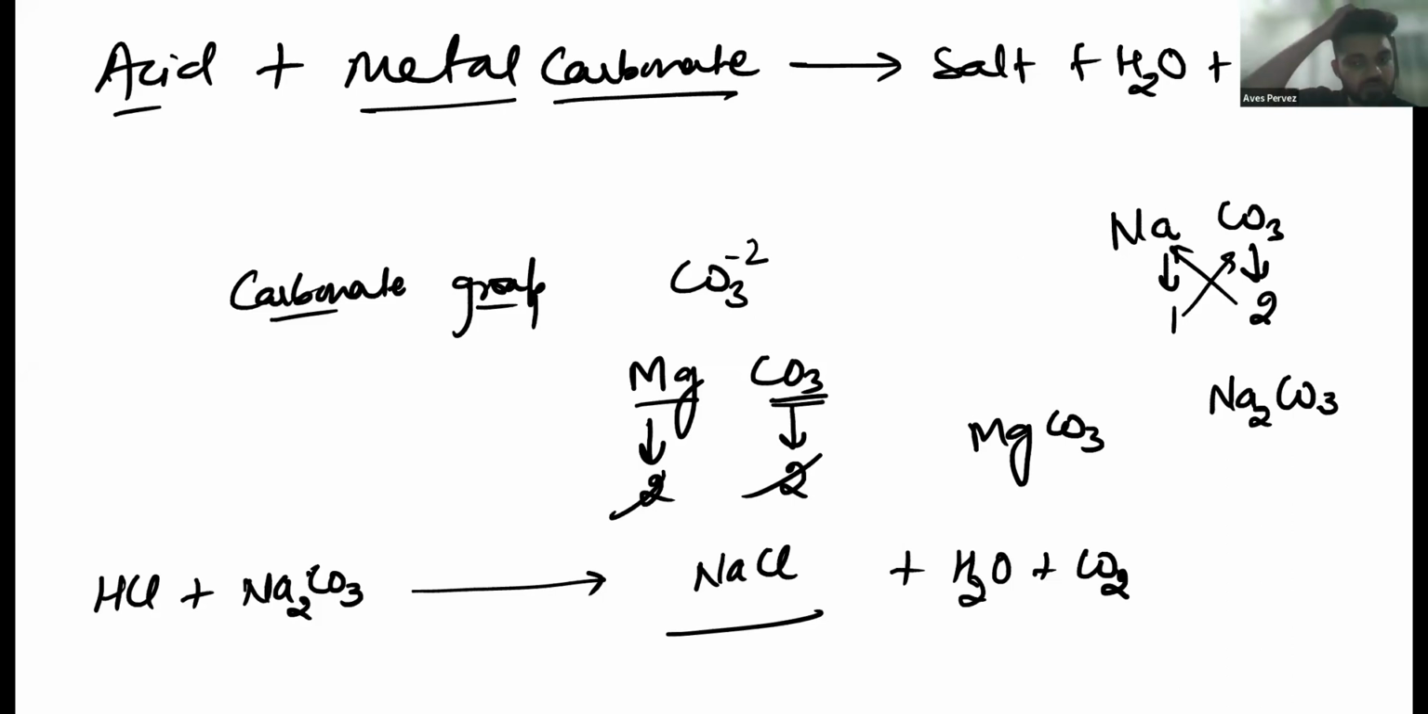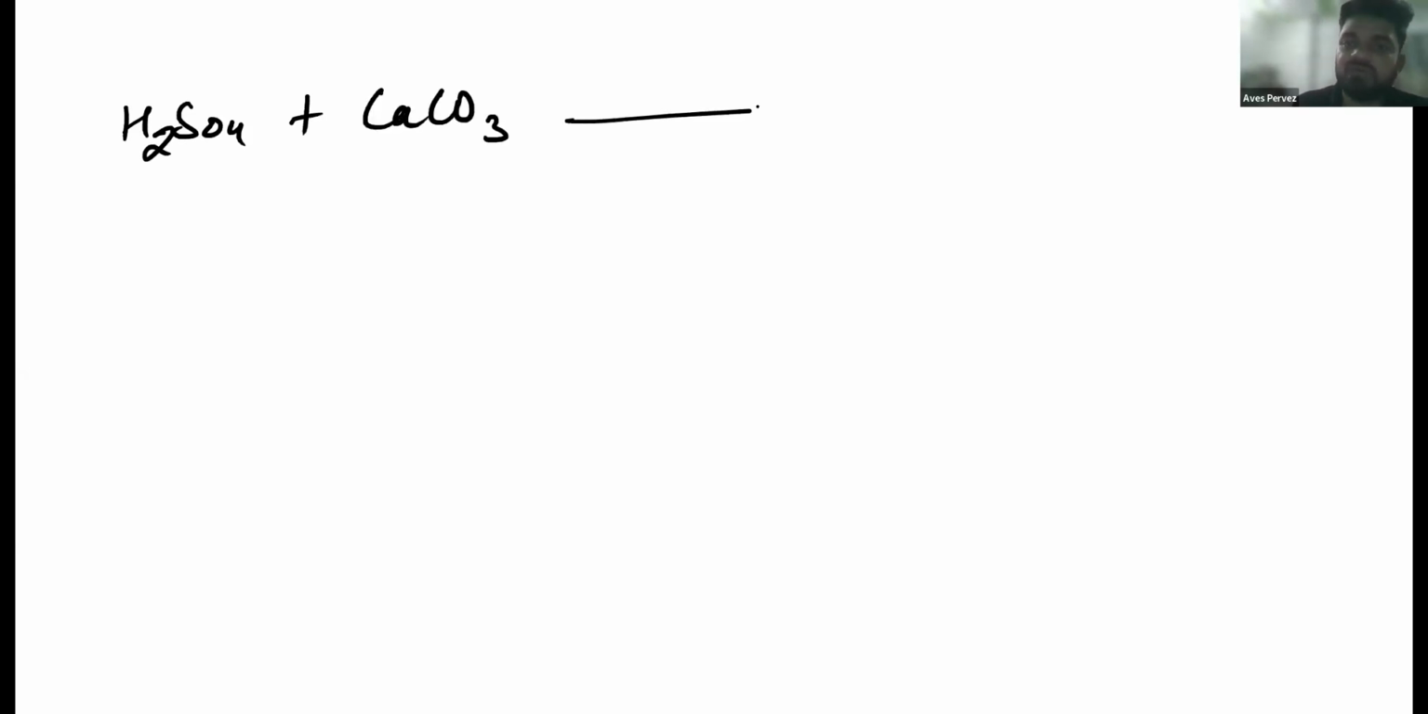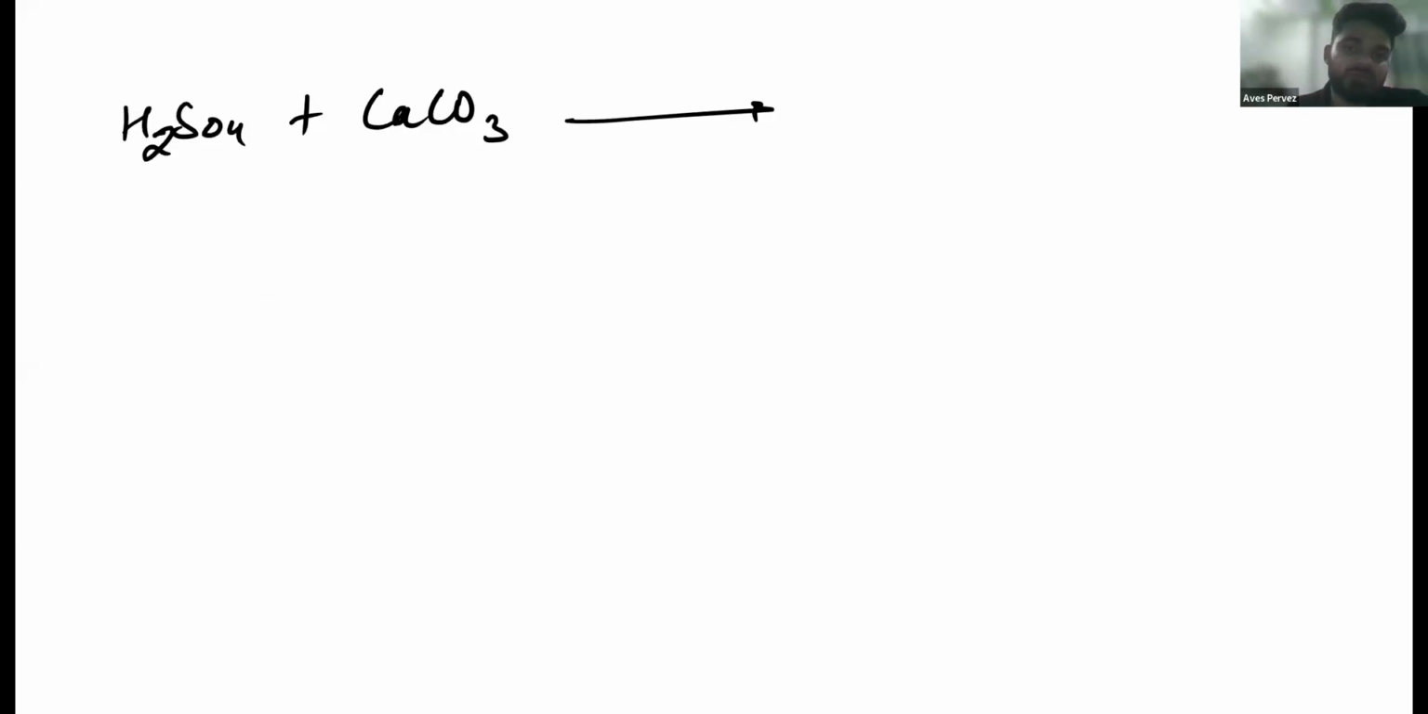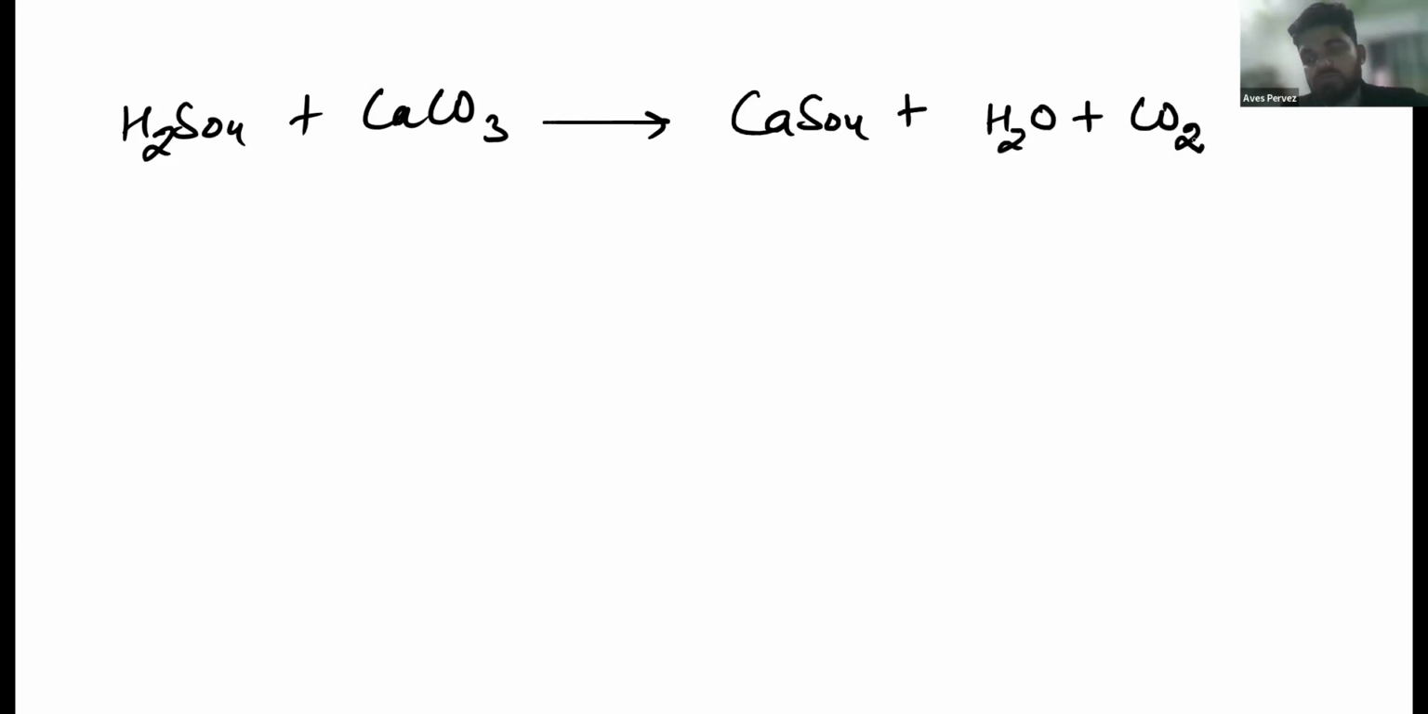Okay. Now moving to the next point, the next equation. If I have H2SO4 reacting with calcium carbonate, what will it give you? CaSO4 plus H2O plus CO2. Got it? Yes. Understood? Yes, sir. Okay. So this is the property.